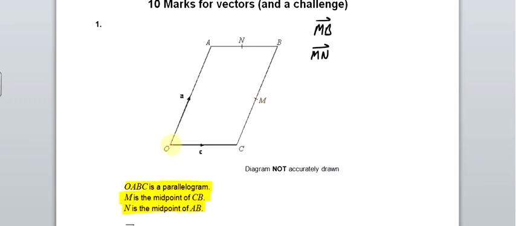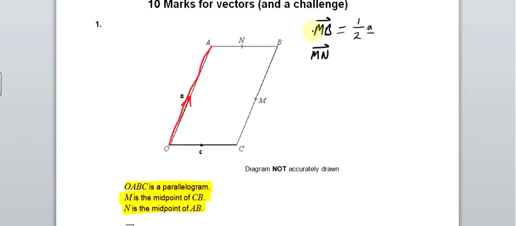So we know that this is the vector A, and so you can see that that's the same as over here, and M to B is just a half of A, so that's exactly what we write. MB is equal to a half of vector A.